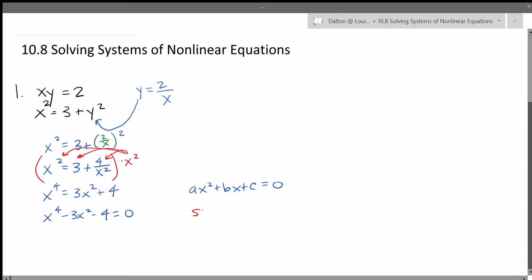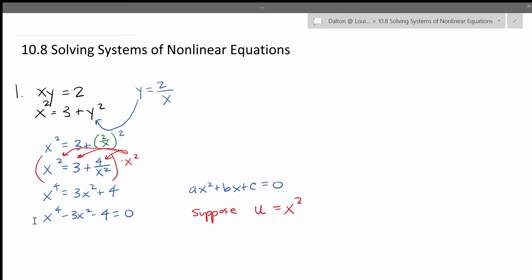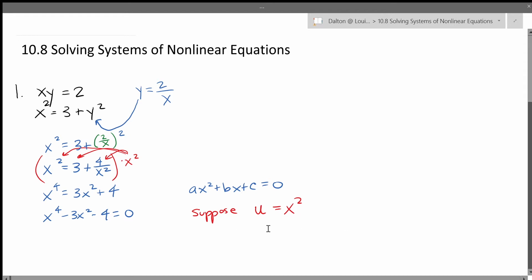We're going to suppose that u, another variable I'm defining, is equal to x squared. So if I can rewrite my x's with these weird exponents on them, I might be able to get this into a quadratic equation that I do know how to solve. So let's do that. If x squared is the same thing as u, then what is x to the fourth power in terms of u?